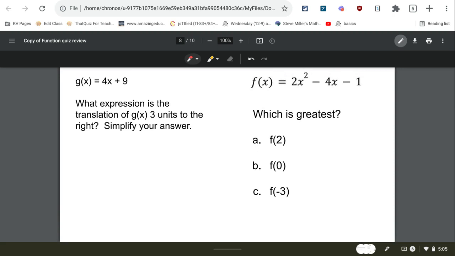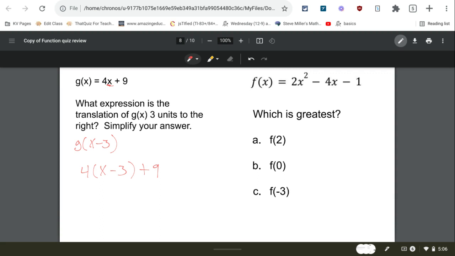Okay, 4x plus 9, we want to take this thing and we want to move it 3 units to the right. So g of x minus 3, that's how you would move something 3 units to the right. So I'm just going to go up to my g function and replace the x with an x minus 3. So it's going to be 4 times (x minus 3) plus 9.